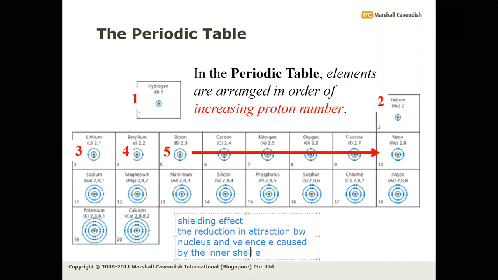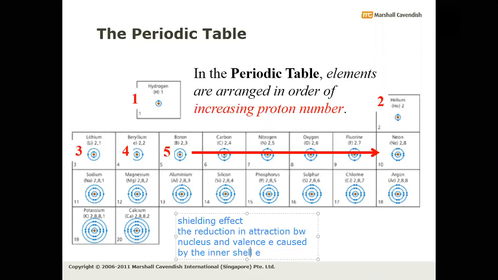And when the reduction in attraction occurs, the size of the atom increases. So down the group, shell number increases, shielding effect increases, and the attraction becomes lesser, and that's why the size of the atom increases.